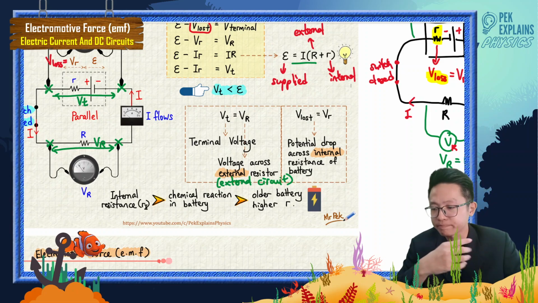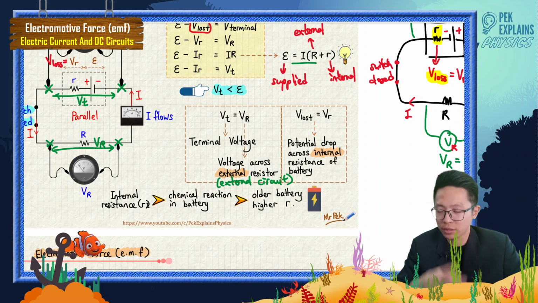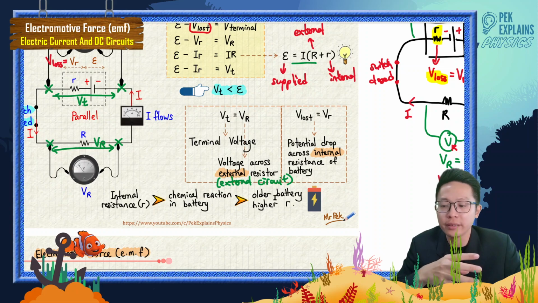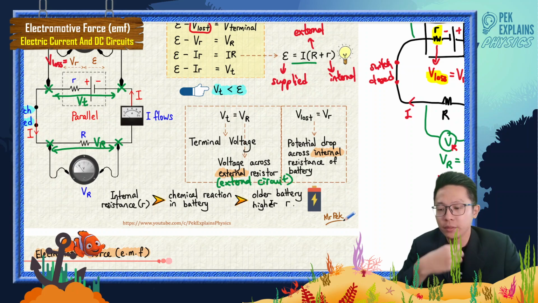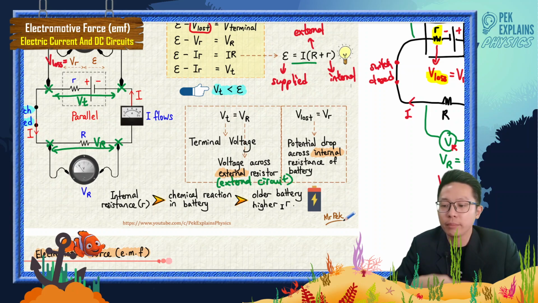Battery becomes hotter after some time. This shows that the battery also uses energy. Okay, and an older battery has higher internal resistance. That's why an older battery, due to the higher internal resistance, becomes less efficient. Yeah, we prefer a new battery because it has lower internal resistance.